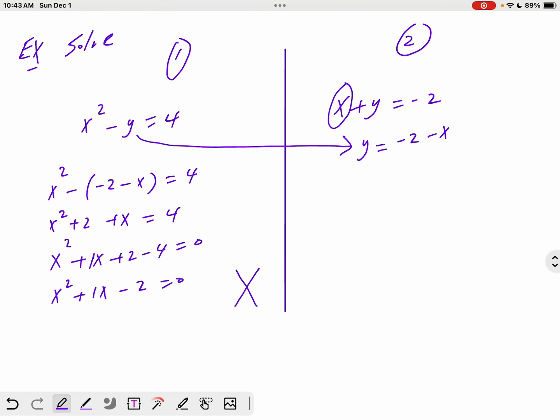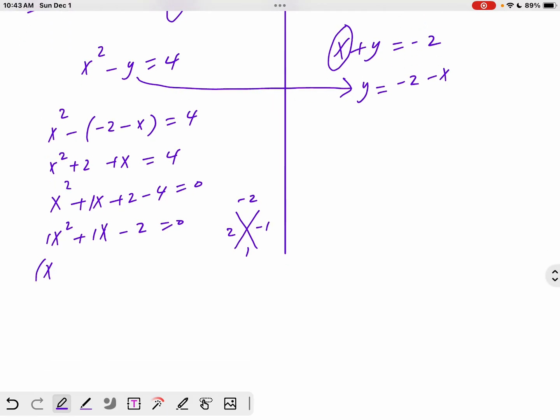Now, if you remember the factoring approach, we can use the x method. The leading coefficient is 1. So negative 2 on the top, 1 on the bottom. The factors are 2 and negative 1. So here it is: x plus 2 times x minus 1 equals 0. Use the zero product rule. So x plus 2 equals 0, or x minus 1 equals 0.